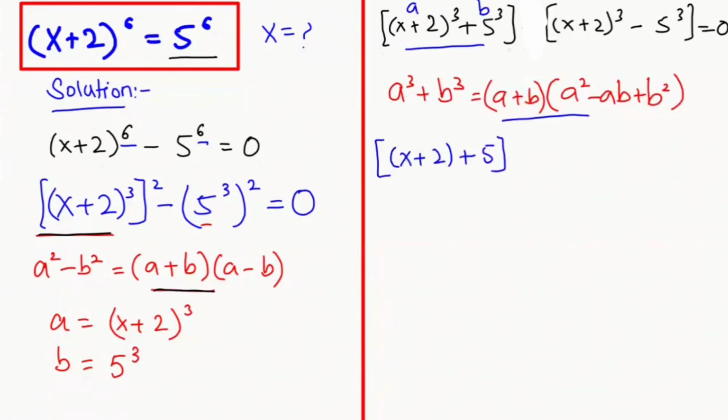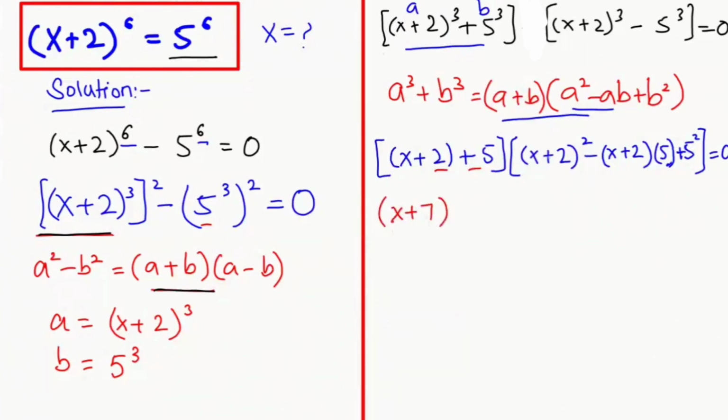Now I'm going to write this one. So for that I'm going to write the square of this: (x+2)^2 - (x+2)(5) + 5^2 = 0. Now we are going to add this, so this will be equal to (x+7).